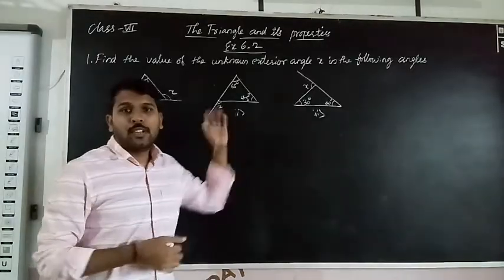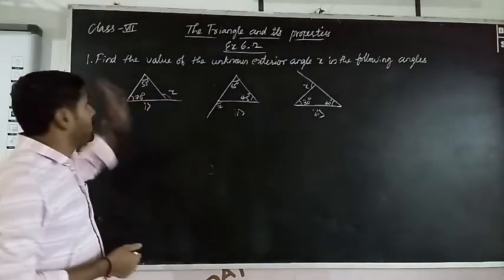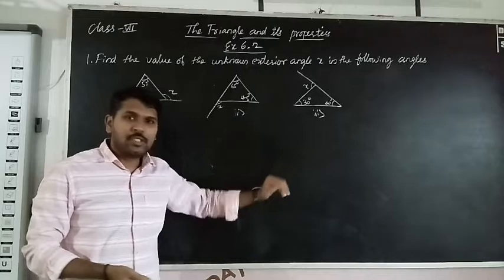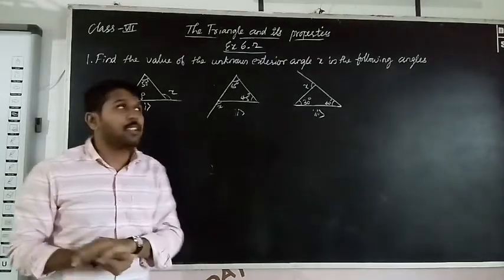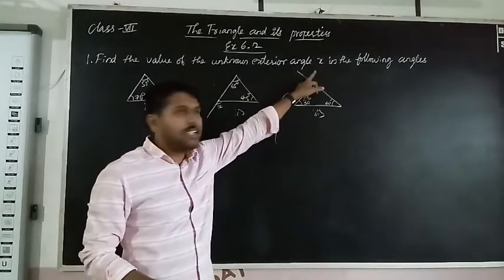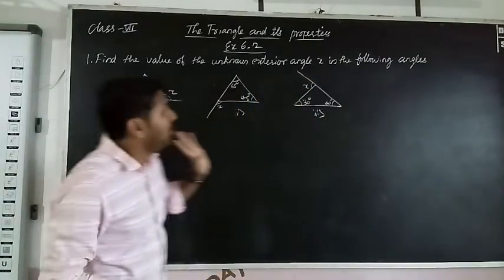Okay, let's go to exercise 6.2. First question. There are 6 questions. I will explain only 3 questions. The remaining 3 questions are homework. Just check yourself. So first one: find the value of the unknown exterior angle x in the following figures.